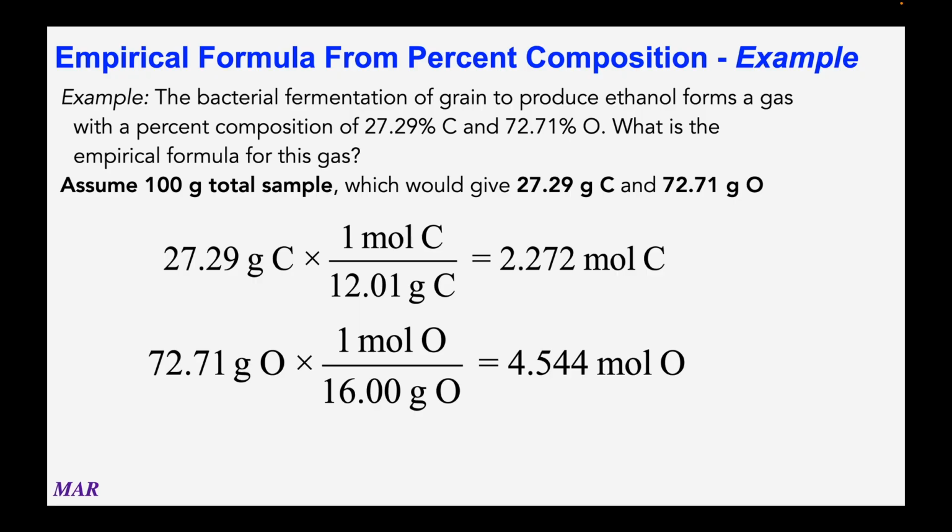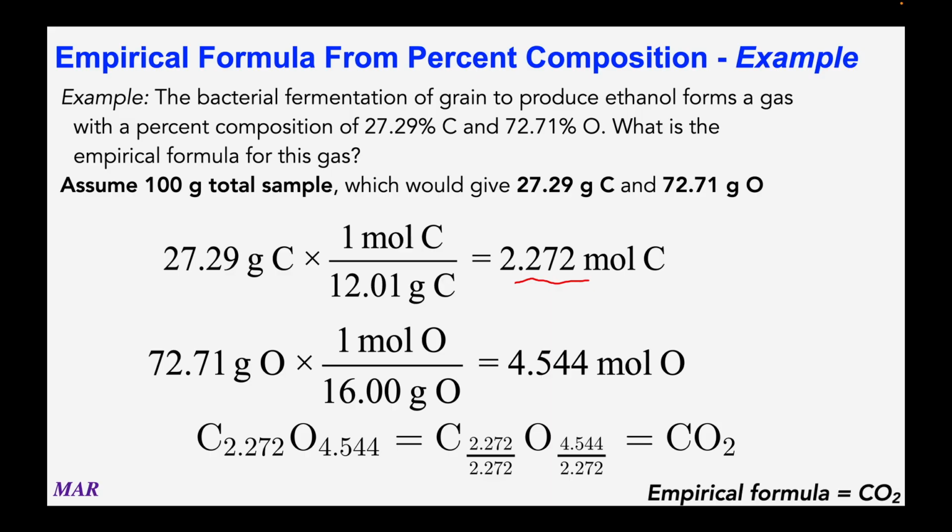So when you turn the grams to moles, 27.29 grams of C divided by 12.01 grams per mole gives you 2.272 moles of carbon, and 72.71 grams of oxygen divided by the molar mass of O gives 4.544 moles of oxygen. So at this point, you have a formula. It's C 2.272, O 4.544, but that's really messy. Divide both of those numbers by the smaller number, which in this case is the 2.272 number. When you do that, 2.272 divided by itself is 1, 4.544 divided by 2.272 is 2, empirical formula CO2.